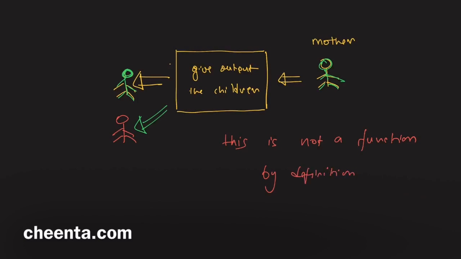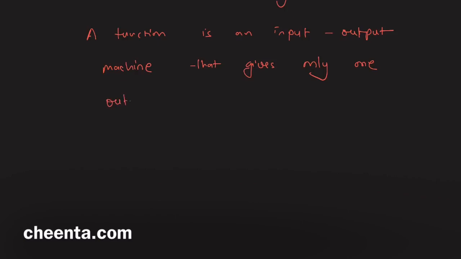So a function is an input-output machine that gives only one output for every valid input. Okay, so this is the definition.